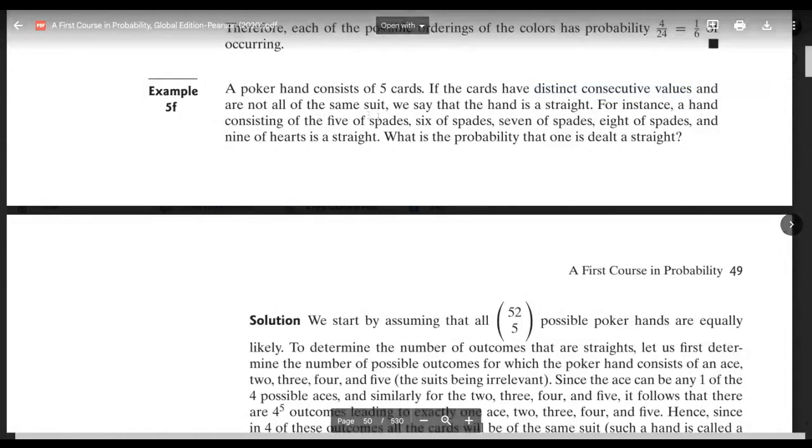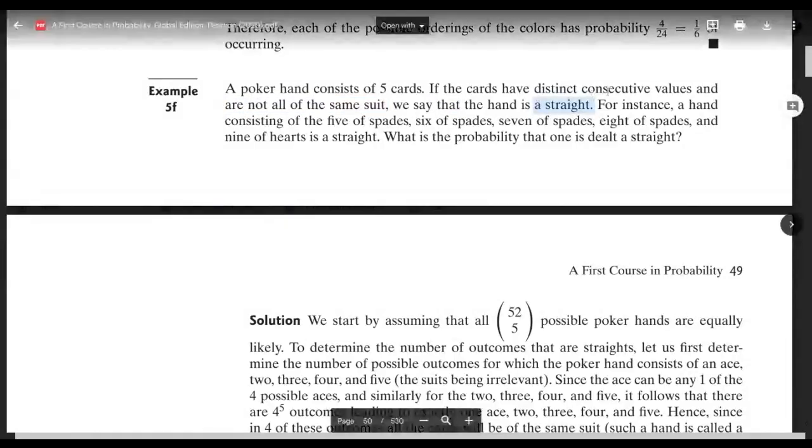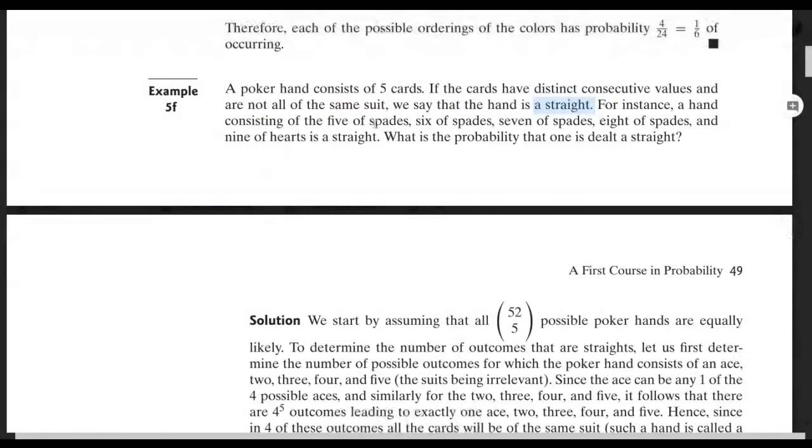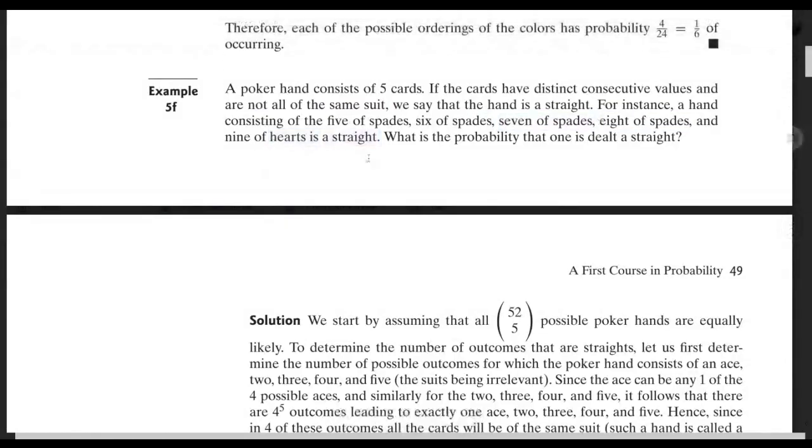Not all of the same suit, and the numbers are consecutive. For instance, a hand consisting of 5 of spades, 6 of spades, 7 of spades, 8 of spades, and 9 of hearts is a straight. So what is the probability that a poker hand is dealt a straight?